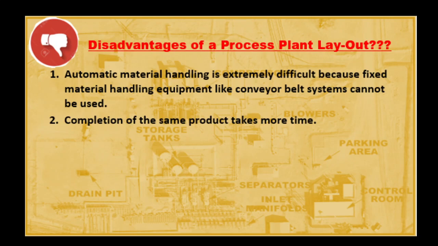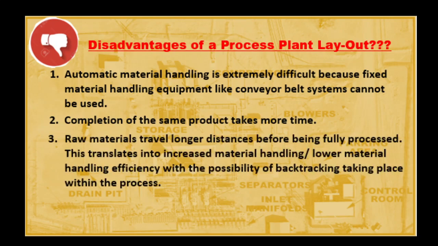So, second one is completion of the same product takes more time. This as the products tend to go back to previous processing sections as in backtracking. So it tends to consume more time. So flow path is not a straight line as compared to a product plant layout. So third one, raw materials travel longer distances before being fully processed. So this results into increased material handling or lower material handling efficiency, again with the possibility of backtracking taking place within the process.